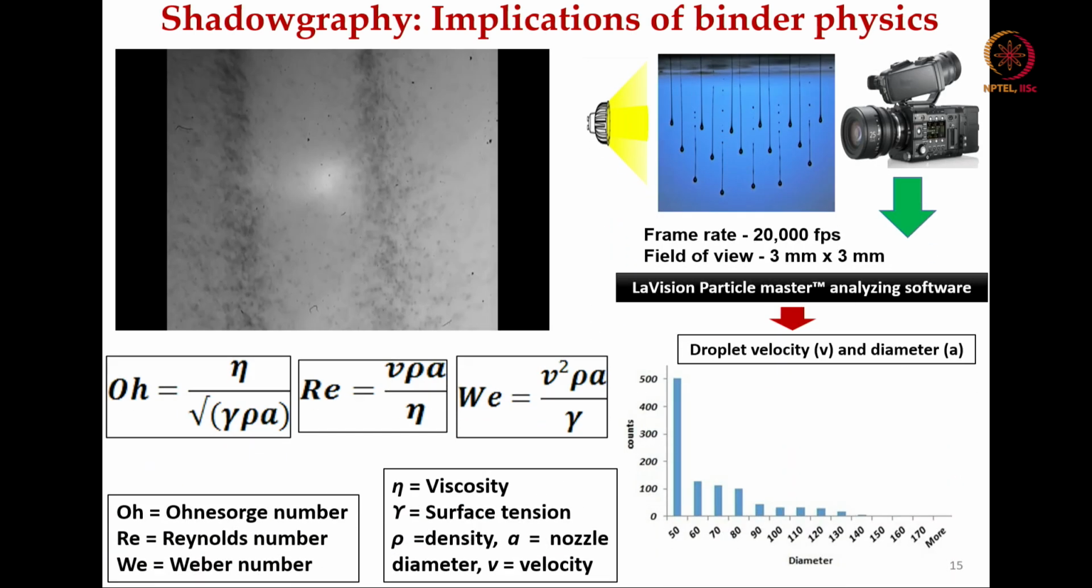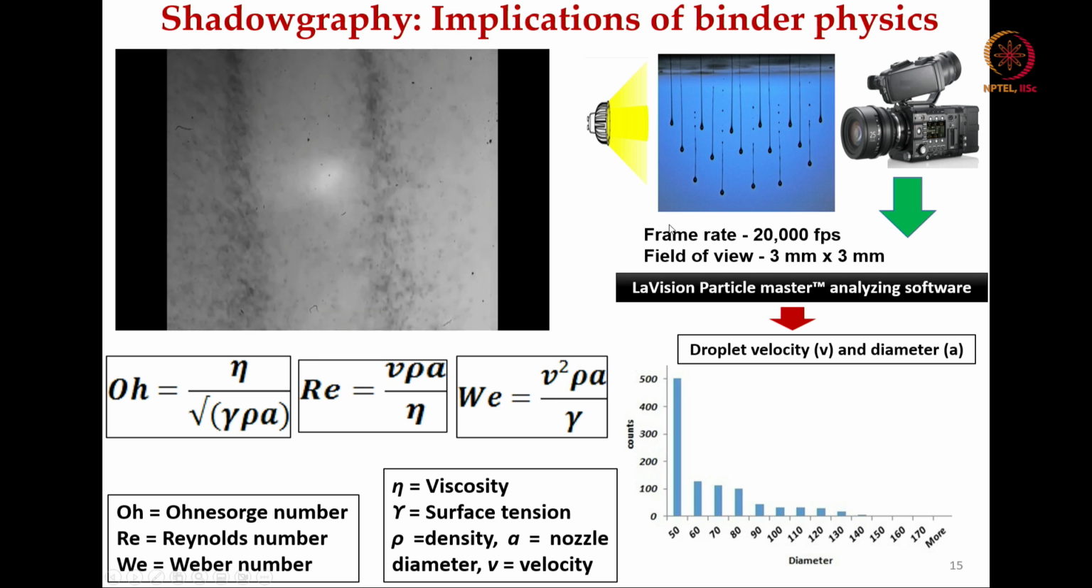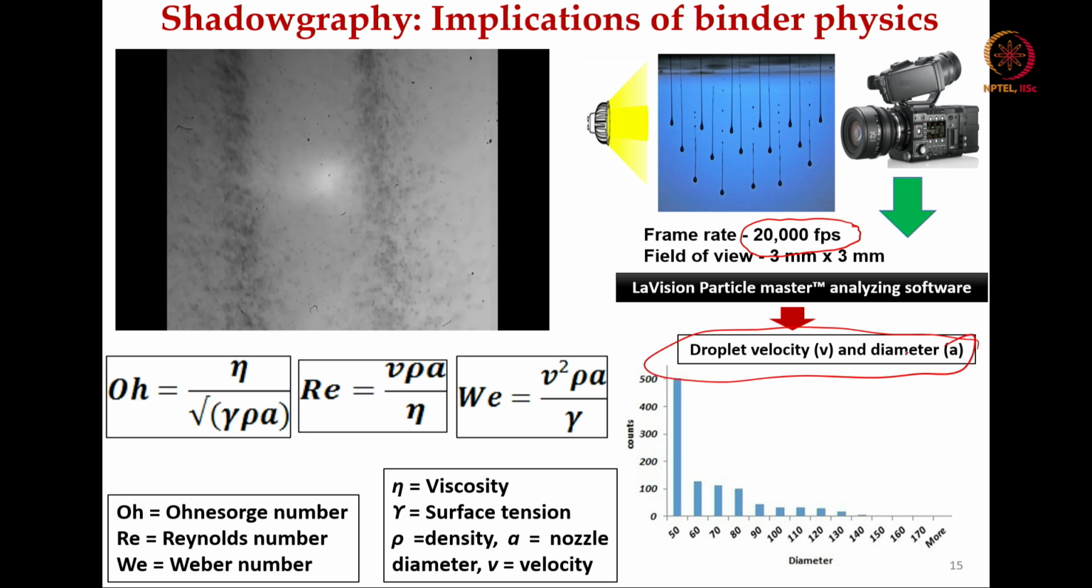So, this is essentially a video. What you can see is that a high speed camera is focused on the binder droplets as they are ejected from the inkjet nozzle. These shadowgraphs were taken at 20,000 frames per second with a very high speed camera, and that was used to find out the droplet velocity and droplet diameter distribution. If you see, the diameter is around 50 micron. It is more like a log normal type of distribution with an extended tail.